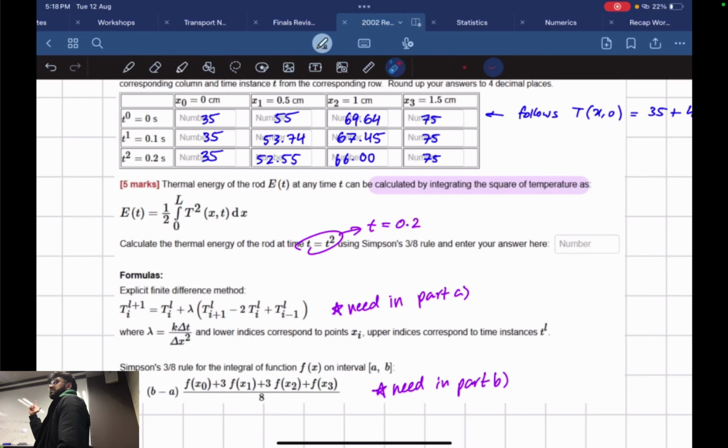You guys can probably expect like a Runge-Kutta. I don't know, don't take it from me. I just hated Runge-Kutta last year. I prayed it didn't come up, and it didn't. What else is there? Newton-Raphson.